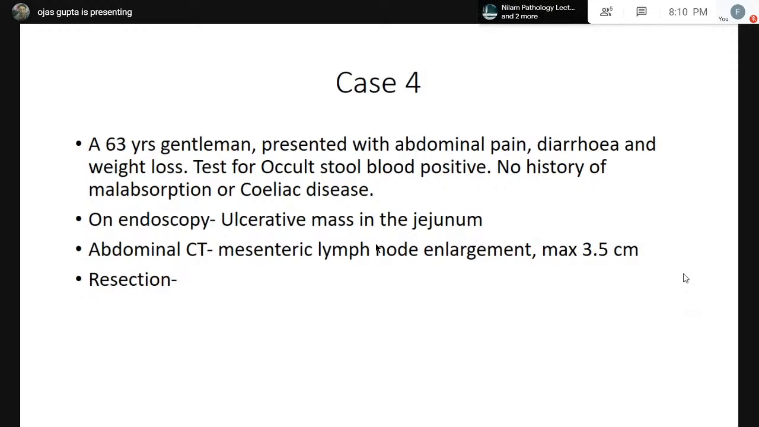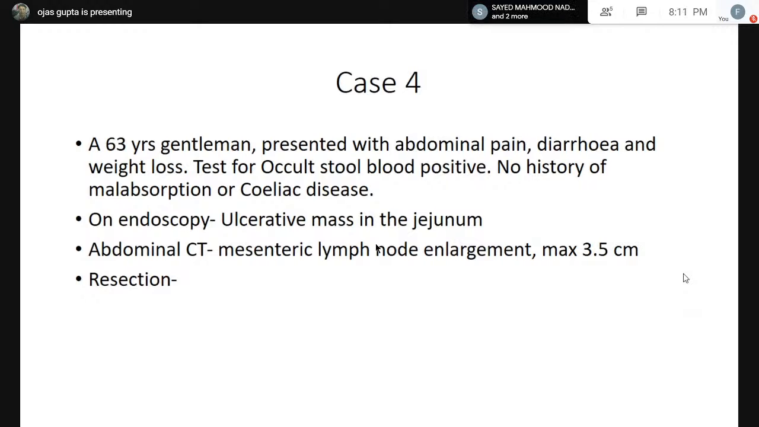So now we have a 63-year-old gentleman who presented with pain abdomen, diarrhea, and weight loss. His occult stool blood test was positive. There was no history of any malabsorption or celiac disease. On endoscopy, an ulcerative mass in the jejunum was found, and on abdominal CT, a mesenteric lymph node was enlarged with a maximum dimension of 3.5 centimeters.